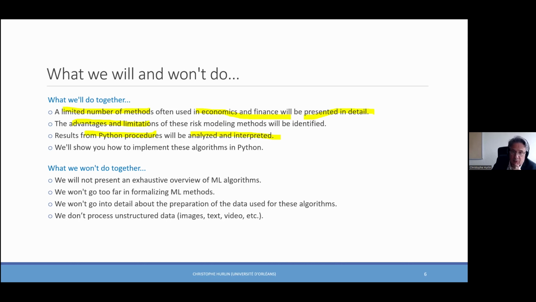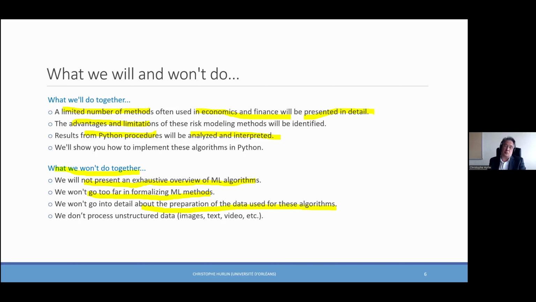procedures. So what we won't do together: I will not present you an exhaustive overview of machine learning algorithms because I will focus on a few of them. We won't go too far in formalizing ML methods because it could be difficult, but sometimes I will have to present some mathematical or statistical foundations of some methods, especially for the bootstrap, for the bagging and boosting methods.